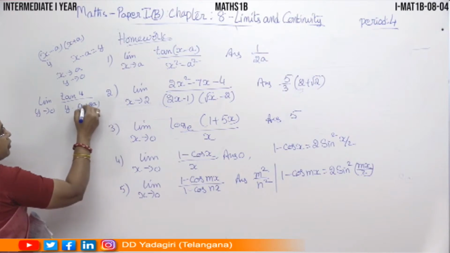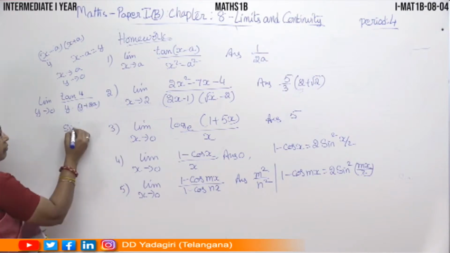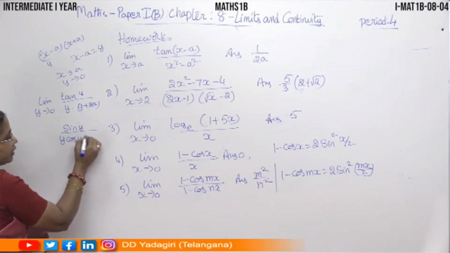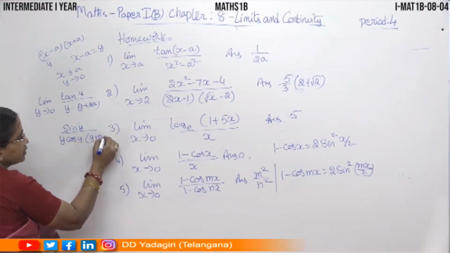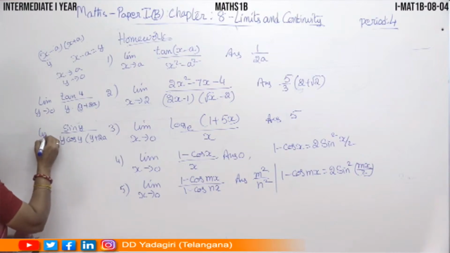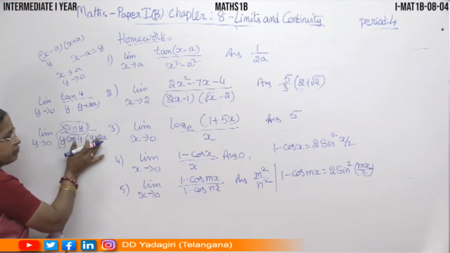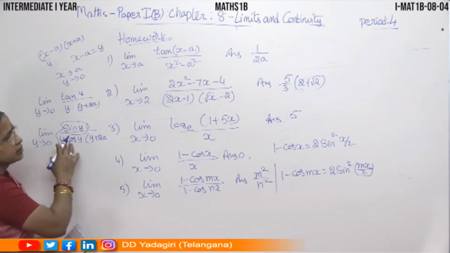And then you write tan y as sin y by cos y, so sin y by cos y, and then y plus 2a like this. The limit y tending to 0 of. Now the limit of sin y by y is 1, and cos y is 1 at 0. You write the limit for this separately, and you can split.